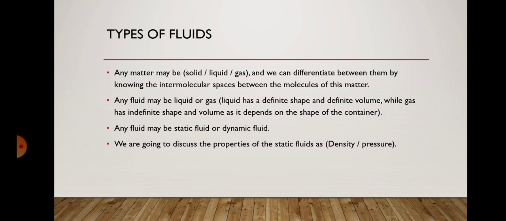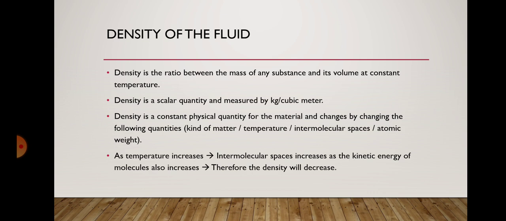In this chapter we are going to talk about two of the most important properties in physics: density and pressure. So, what is meant by density? You have learned before that density is the ratio between the mass of any substance and its volume at constant temperature. So, density equals mass divided by volume. I want you to memorize this note very well: the temperature must be constant.